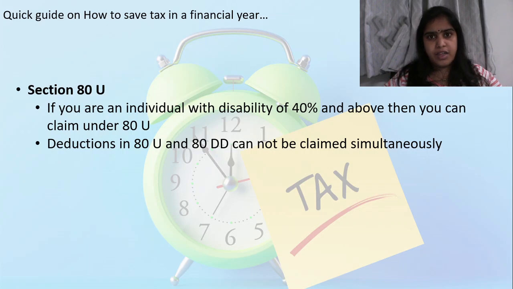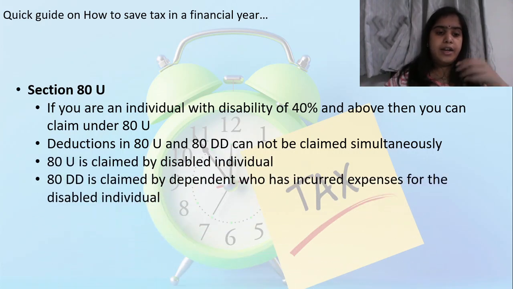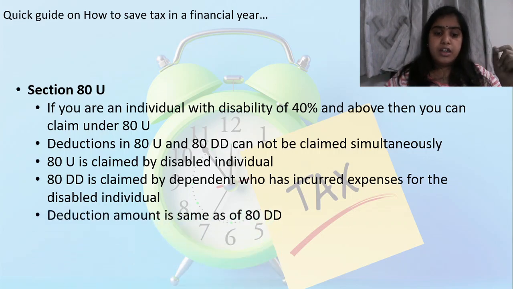There are various discussions going on about this, that it should not be there, but as of now, if a dependent is there, I can claim for them, and if I am also disabled, then I cannot claim both sections 80U and 80DD. So 80U is claimed by the disabled individual. 80DD is claimed by the person who has incurred expenses for the disabled dependent. The deduction amount is the same as 80DD: if the disability is up to 40%, 75,000 can be claimed, and if it is more than 80%, then 1.25 lakhs we can claim.